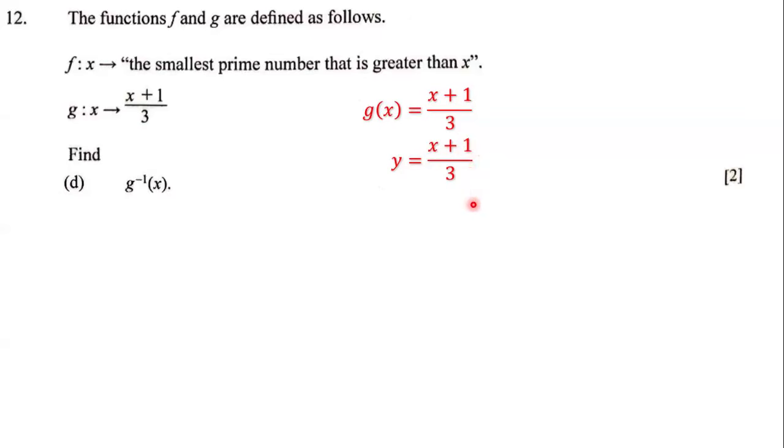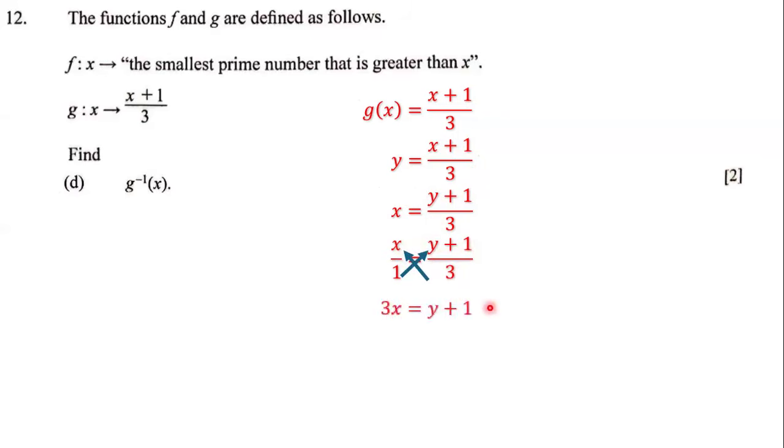Next, we swap x and y. So we put x over here and y over here. And then we have to solve for y. So we put x over 1, we cross multiply. We have 1 times y plus 1. And we have 3 times x.